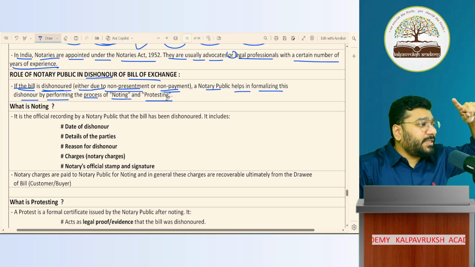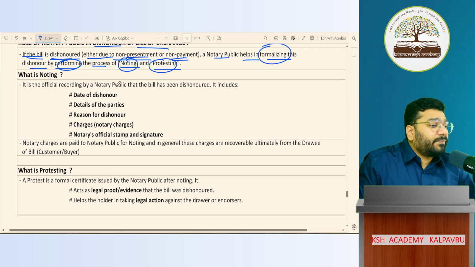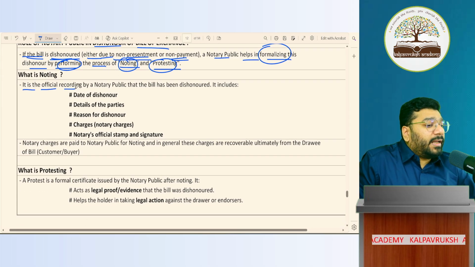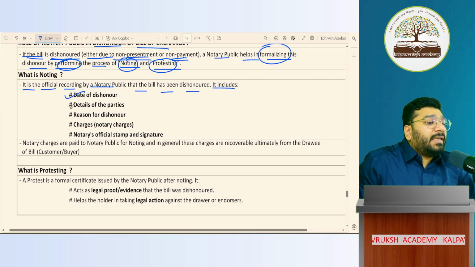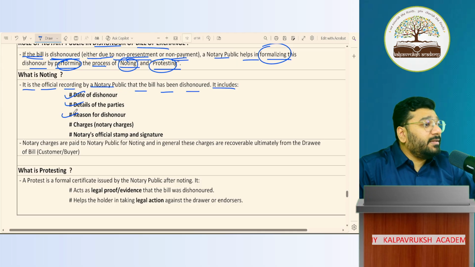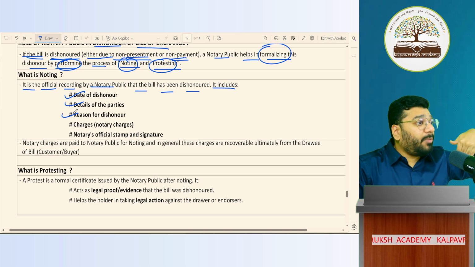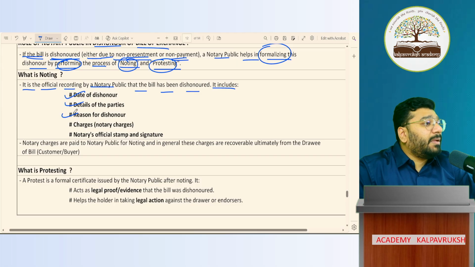In the entire dishonourment procedure, he will formalize it by performing noting and protesting work. Now, what is noting work? It is an official record by the notary public that the bill has been dishonoured. In that, he mentions the date of dishonourment of the bill. Then he mentions the details of the parties, who is the seller and who is the buyer. Third, he will mention the reason for dishonourment. Why did dishonourment happen? Maybe the bill was not presented properly. Or the bill was presented properly, but the buyer did not make the payment. Whatever the reason for dishonourment, he will mention that also.